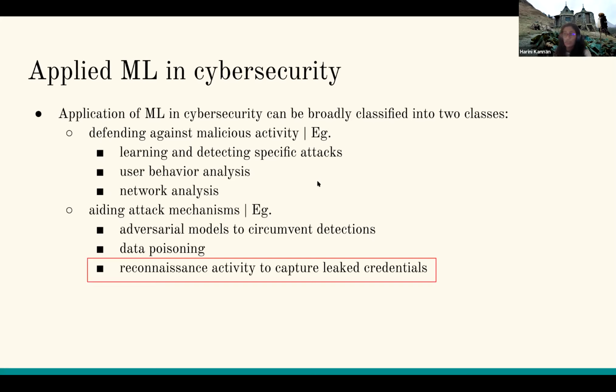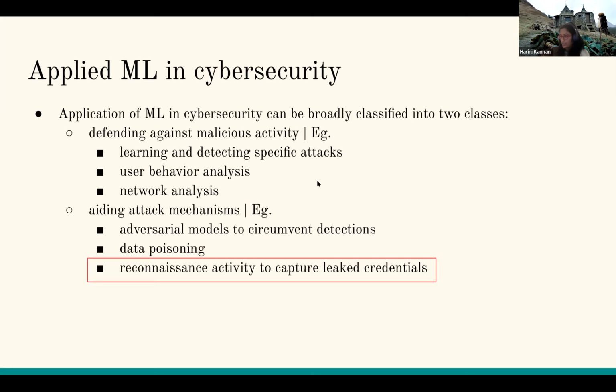That's one kind of use case. When ML is used for aiding ethical hacking, you're basically doing that to strengthen and harden your systems. Some of the use cases include adversarial models to circumvent existing detections. Those could be ML detections, those could be deterministic detections, anything. You're basically working on attack models. And then data poisoning, how you can circumvent existing ML models by poisoning the training data or something.